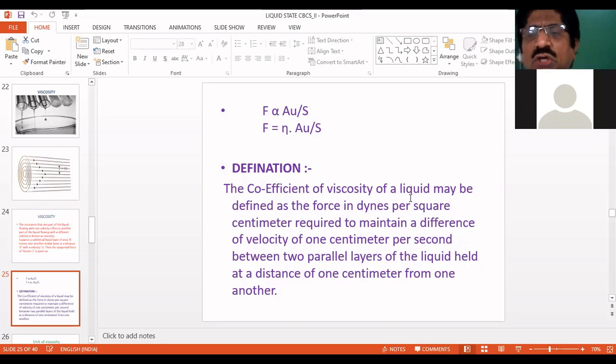The coefficient of viscosity of a liquid may be defined as the force in dynes per square centimeter required to maintain a difference of velocity of 1 centimeter per second between the two parallel layers of the liquid held at a distance of 1 centimeter from one another. This is what is called the definition of viscosity.